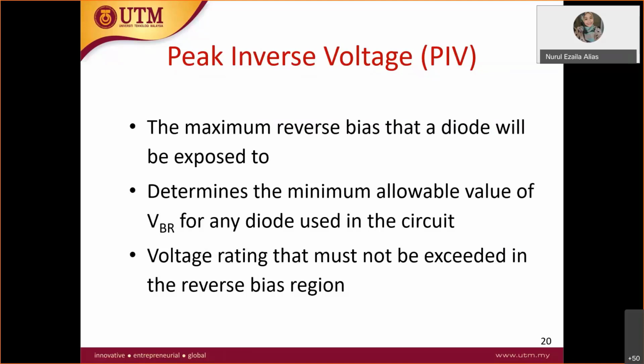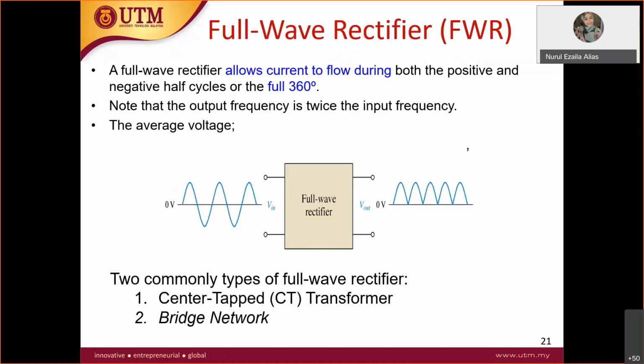So it determines the minimum allowable breakdown value of any diode used in the circuit. So the voltage rating must not be exceeded in the reverse bias region. This one I'll show you in the example. There is actually a formula to calculate the PIV. Many terms have to be introduced here before we look at the real example.